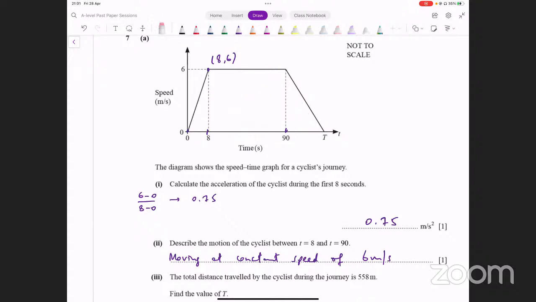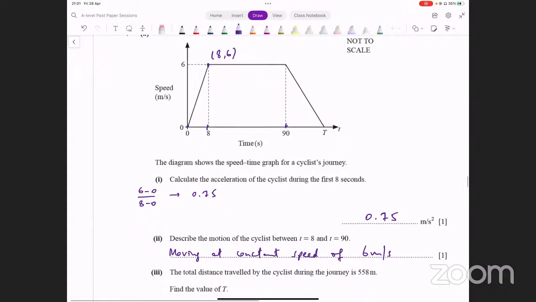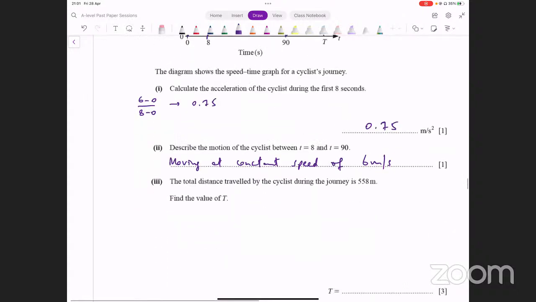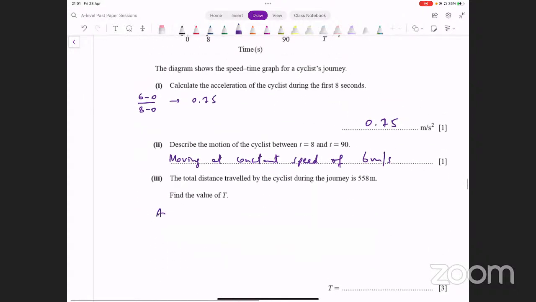ये क्या फिगर है? It's a trapezium, right? ट्रेपीजियम का फॉर्मूला यूज कर लें. You can say area of trapezium should be equal to 558. Let's write that down here. Area of trapezium is equal to 558. What's the formula for the area of trapezium? Half into sum of parallel sides into height.